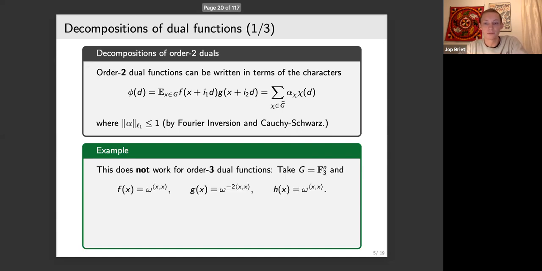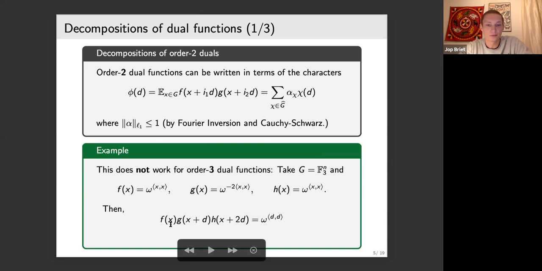I'm sure it'll look familiar to many of you. So if we take for the group a vector space over F3, and we define 3 functions F, G, and H as these quadratic functions, where omega is now a complex cube root of unity. Then if you evaluate the product of these 3 functions on the consecutive terms of a 3-term arithmetic progression in direction D, then what you find is that this product only depends on D and not on the starting point X, and it's given by this simple quadratic function here.